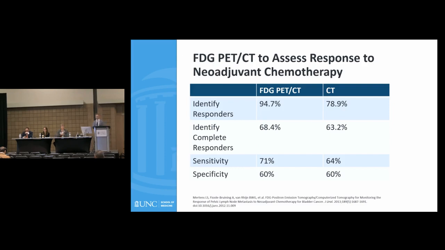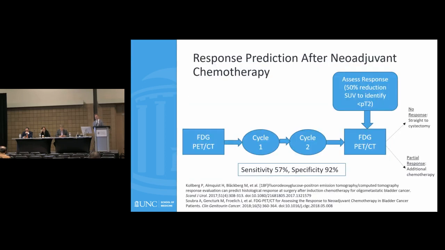So really the next question: can we use this imaging modality to assess response to neoadjuvant chemotherapy? A small study of 19 patients did this. They used FDG PET, which correctly identified responders in 95% of the patients in this study. They could differentiate complete responders from incomplete in about 68%, and you can see sensitivity and specificity listed here, which was somewhat comparable to contrasted CT.